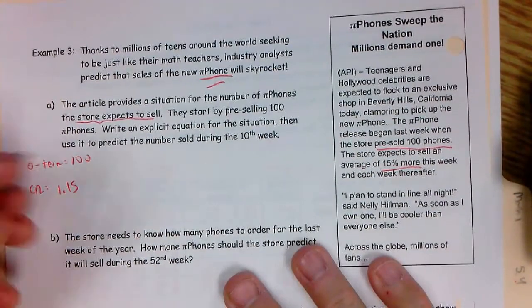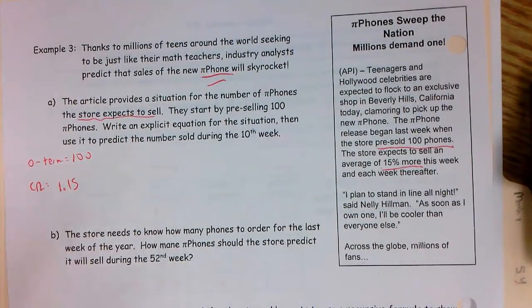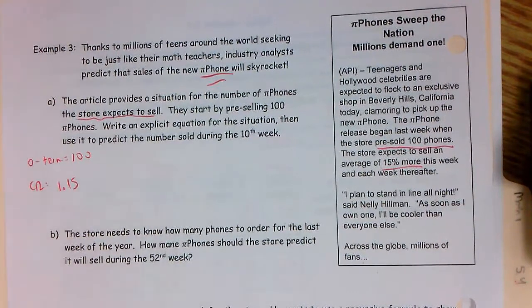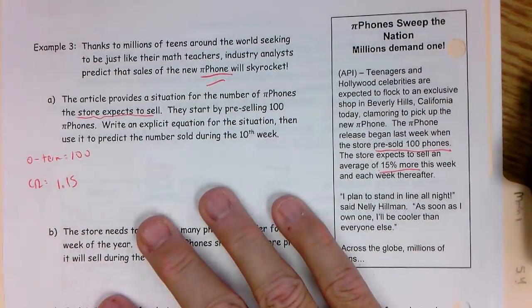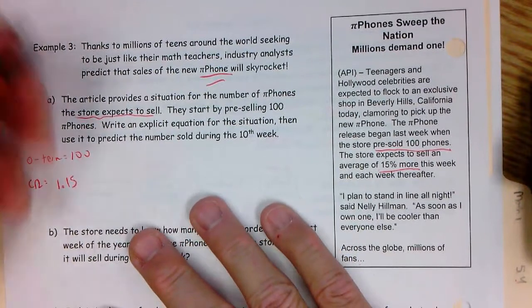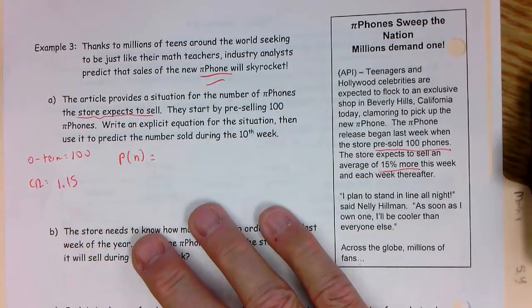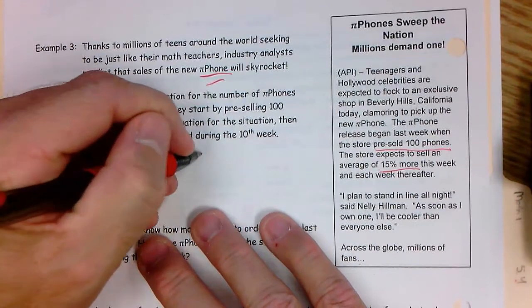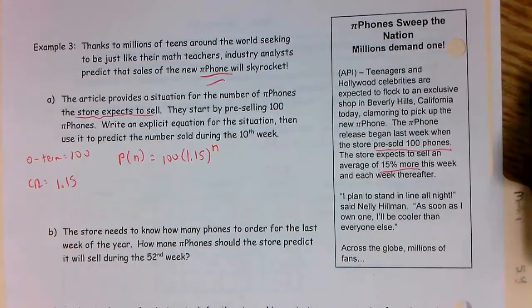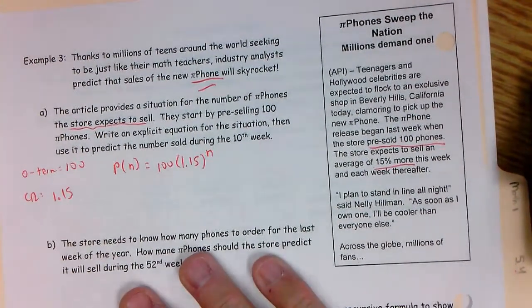So my equation would be, and technically these application problems, you don't have to write them as t of n's. You could use y notation, or you could use function notation, but not use t. What are these, pi phones? Let's use p for the number of pi phones. Let's go p of n equals 100 times 1.15 to the n. That is the equation for this situation.